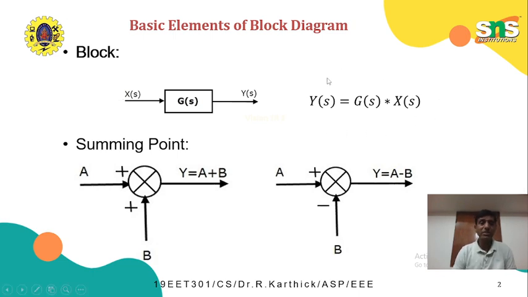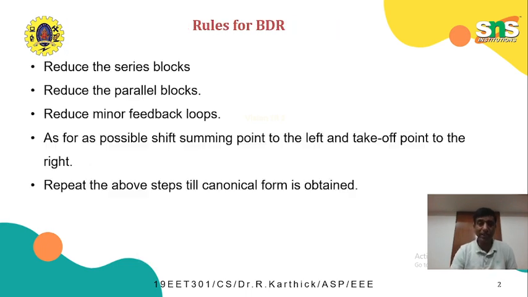The next element used to represent the block diagram is the summing point, which is used to add or compare signals. Here you can see we have two signals A and B. Both are added together to give a single output signal, whereas in this case A is subtracted by B to get the single output signal. These are a few basic elements of a block diagram.